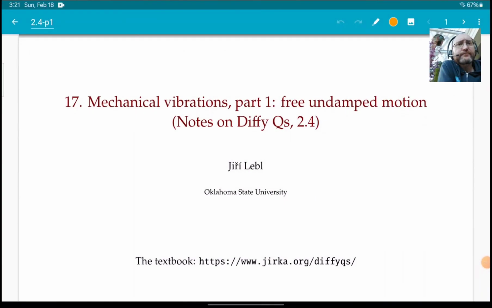So today we start looking at mechanical vibrations. We're splitting this section into two parts. There's section 2.4 in the book, and we're going to look at where it comes up, and we're going to look at the free undamped motion, and we'll do the damped part next time.